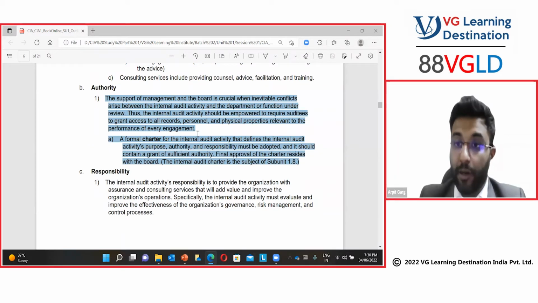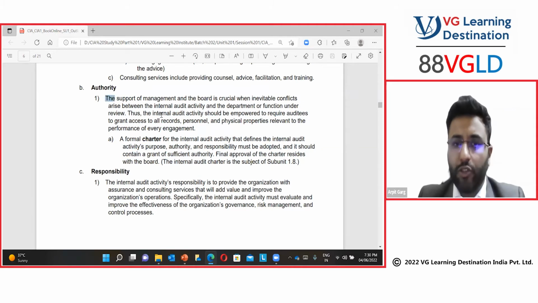So again, as I said, this purpose, authority, responsibility all becomes part of our internal audit charter as well, which we'll have a look at towards the end of today's session. But I hope you please do highlight this. This is again important, folks, that the internal audit activity should be empowered to require auditees to grant access to all records, personnel and physical properties relevant to the performance of every engagement. And that authority is provided with the help of the internal audit charter.